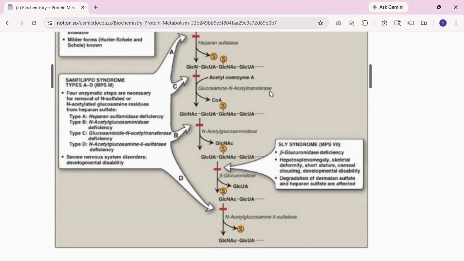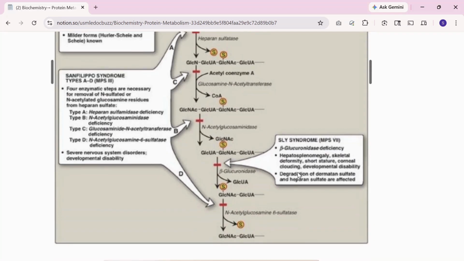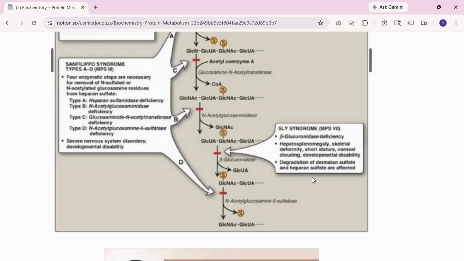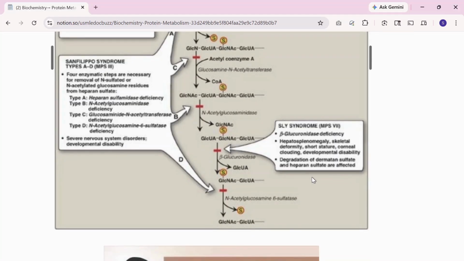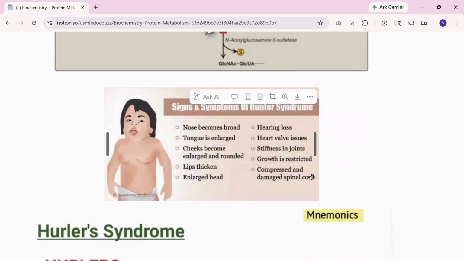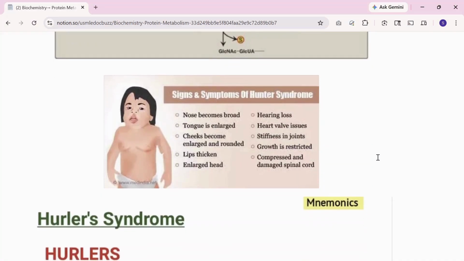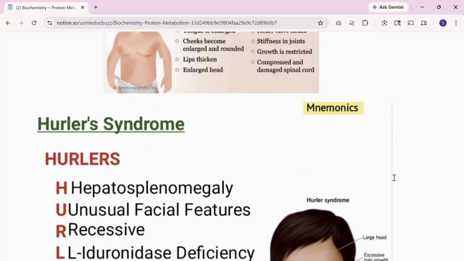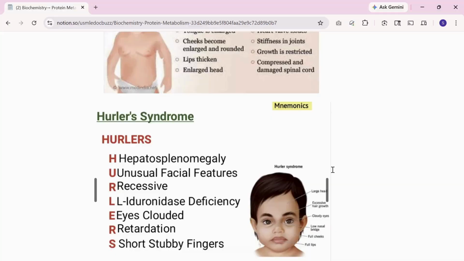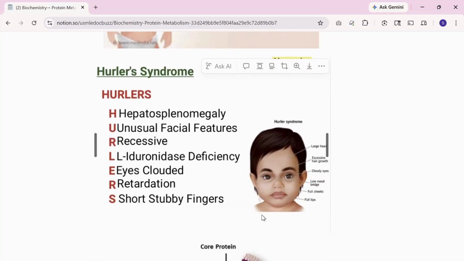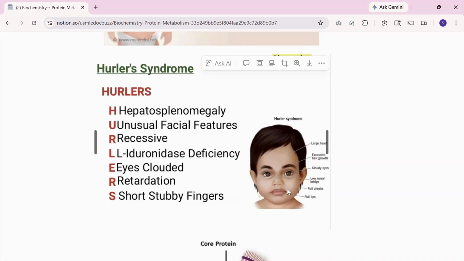Okay. Sly disease, right? Glucuronidase, right? Beta glucuronidase, taking out that glucuronic acid, right? You see, in this case, hepatosplenomegaly, skeletal deformity, short stature, and corneal clouding. So Sly kind of starts to look like Hunter and Hurler together, right? And you see, again, degradation of dermatan sulfate and heparin sulfate. So all three of them can start to look alike. But this looks like both of these guys, right? With the hepatosplenomegaly. These guys won't have the hepatosplenomegaly. Okay? So just put some pictures to the things that you've learned.